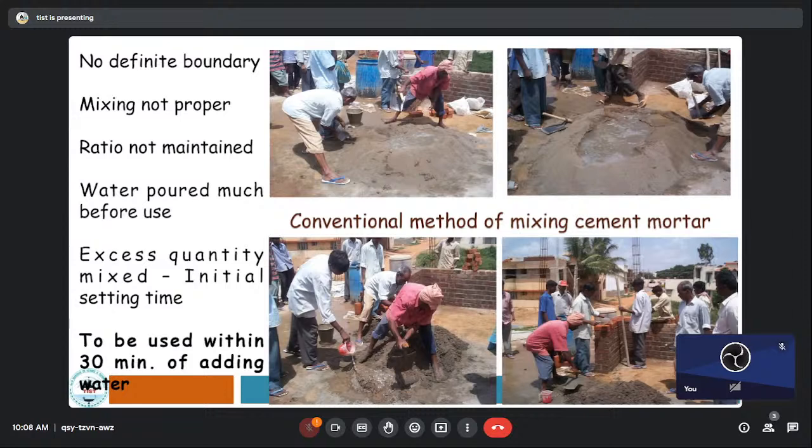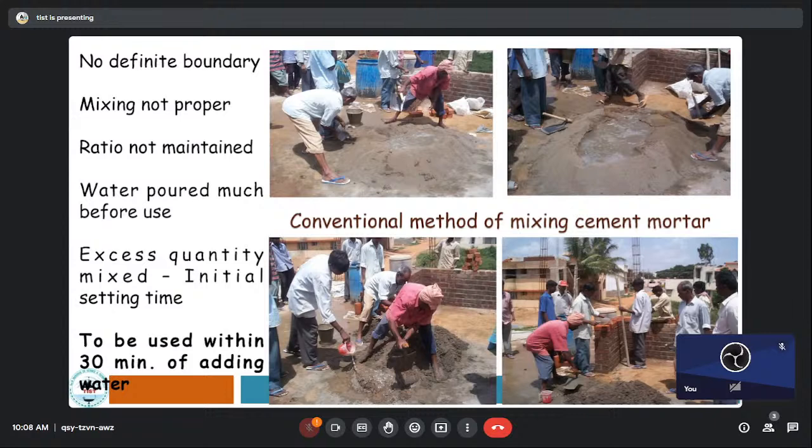Now they pour the water for the full load, and they keep that for some time. So the initial setting time is over. That again affects the quality of construction. You can see the third figure, they have mixed the full load, left it aside, and again they are adding water and directly putting it onto the masonry. There is no pan at all on this side.